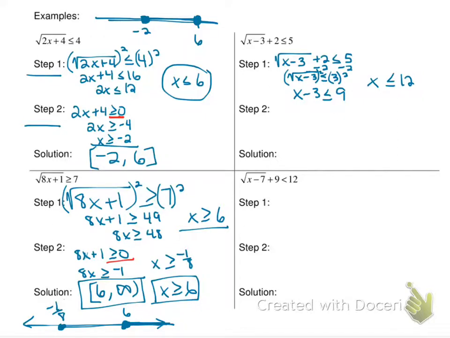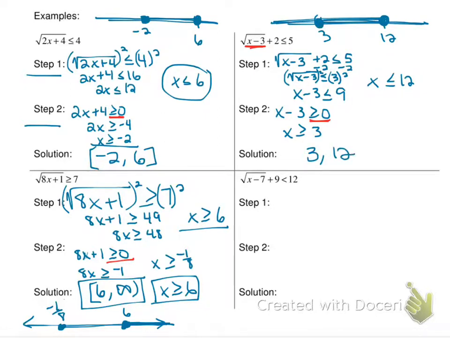Okay, now I'm going to take x minus 3 and make that greater than or equal to 0. Remember, it's always whatever is in the radical greater than or equal to 0 every time. So x is greater than or equal to 3. So let's graph this one. So I have a 3 and a 12. So I want to be greater than 3 and less than 12. So where do they overlap? Between 3 and 12.